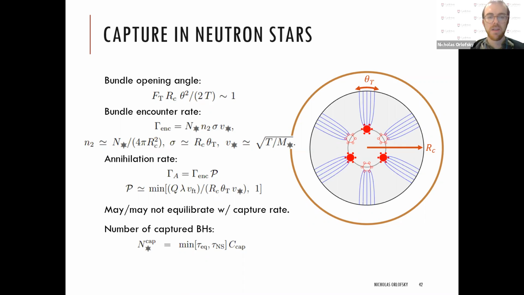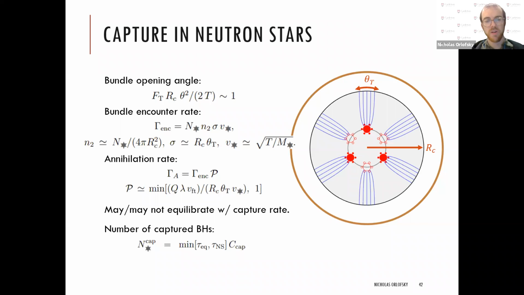And then you can calculate the encounter rate of one bundle of flux tubes with another bundle of flux tubes based on their two-dimensional cross section and their density, their thermal velocity. And then finally, you get some annihilation rate, which is related to both this encounter rate and the probability that enough of the flux tubes connect to each other to where there's more attraction between the two black holes than there is attraction to the sides of the core.